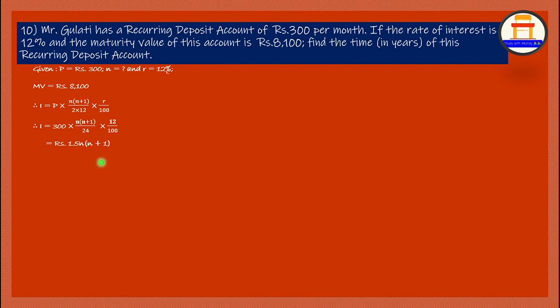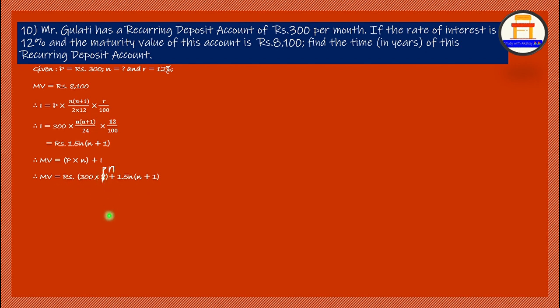Now coming to the maturity value formula. The maturity value formula is principal into n plus I, where I is simple interest. So let's substitute the values. I'm sorry, just a minute. It is not 8 over here, it's n. Sorry, there is a typo here. So 300 into n plus 1.5 n of n plus 1. Let's keep the n value as such.